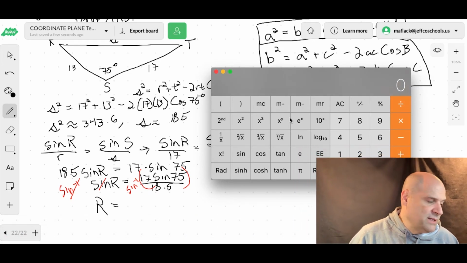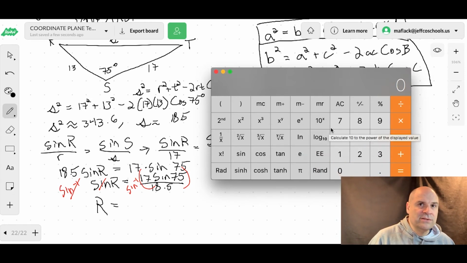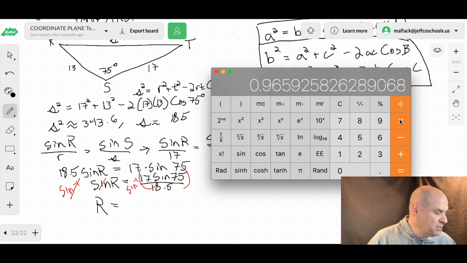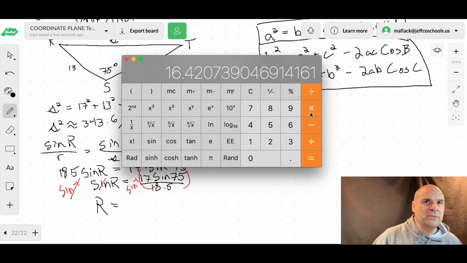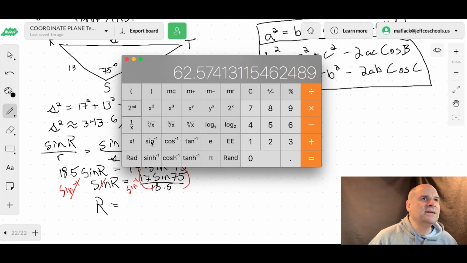So I'm going to say inverse sine. The way I have to do it is to multiply all this together. First I'm going to find the sine of 75 degrees, multiply it by 17, and then divide it by 18.5. That's approximately 0.8876. Now I'm going to take the inverse sine of that.